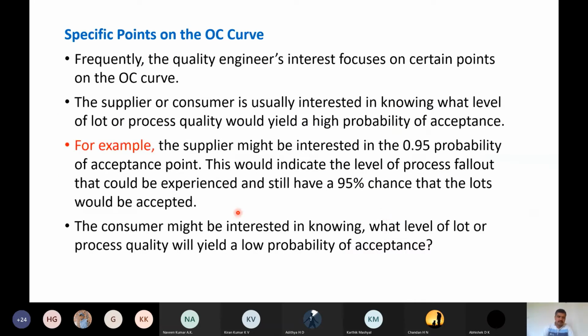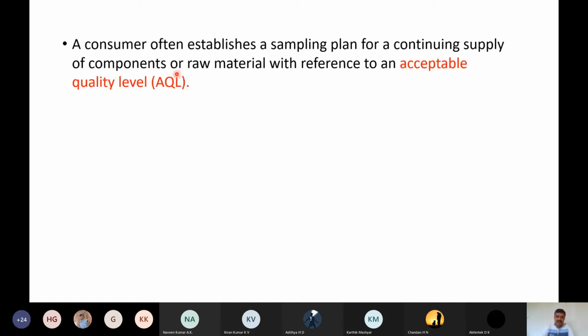Next, the consumer might be interested in knowing what level of lot or process quality will yield a low probability of acceptance. That means if the components supplied are less than acceptable quality level, then you should be able to reject them, otherwise you will be in trouble. The consumer, or the company which is procuring parts from suppliers, will be in trouble. Further, they will have this strategy.